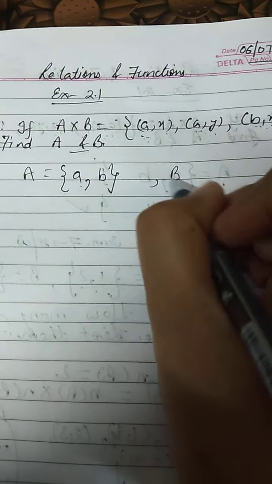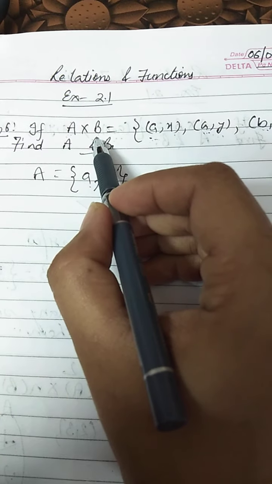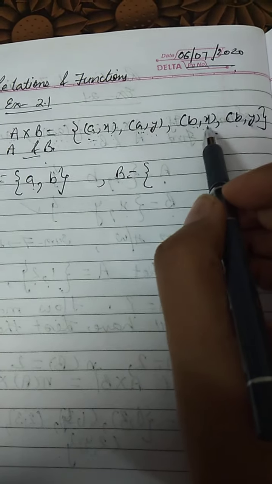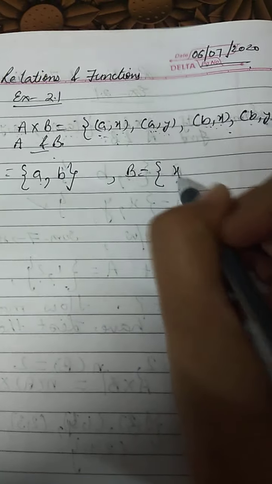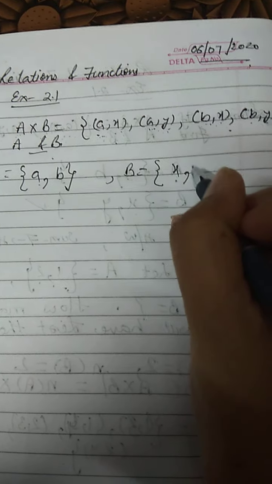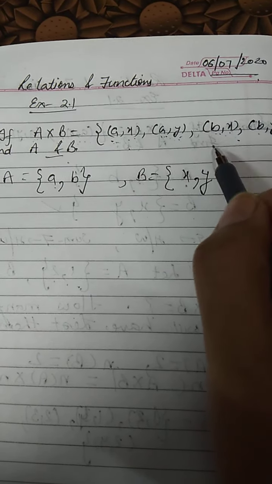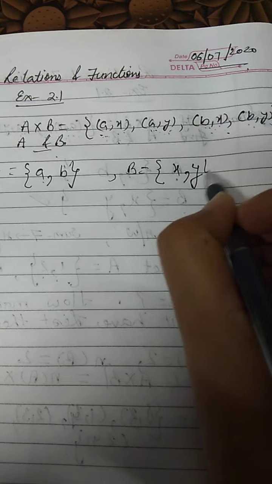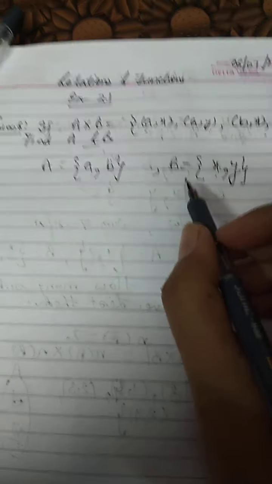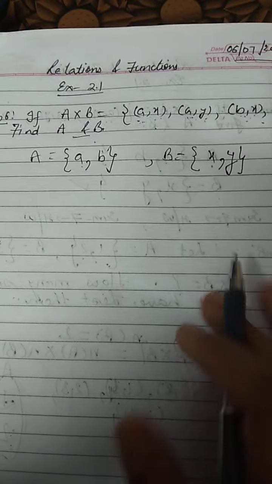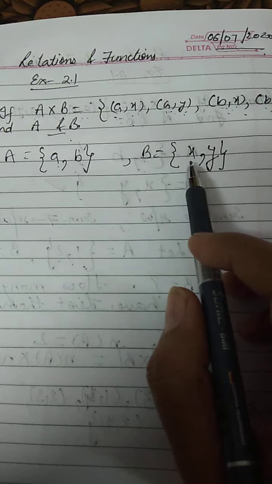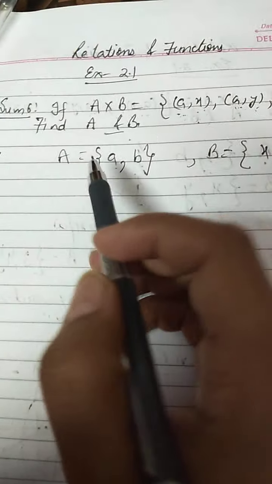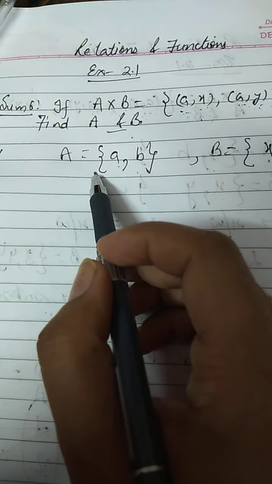Now next, what will be the set B? In order to write down the second set's elements, we will look at the second element of every ordered pair. So here x is there, so x will be there, and y, so this y also will be an element of set B. Again x and y, so we will not repeat the elements in the set. So this is how we get the required sets: set A will have the elements a and b, and capital B set will have x and y as elements, right? Here we have just applied the definition of Cartesian product and we are getting the answer.